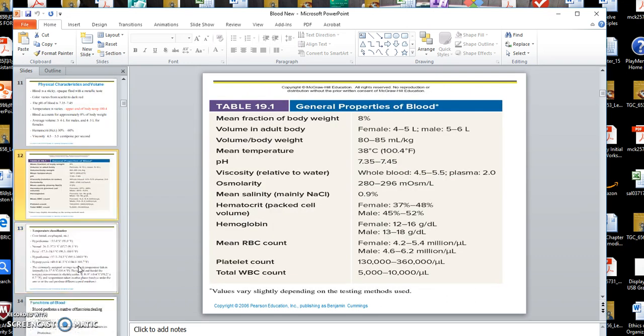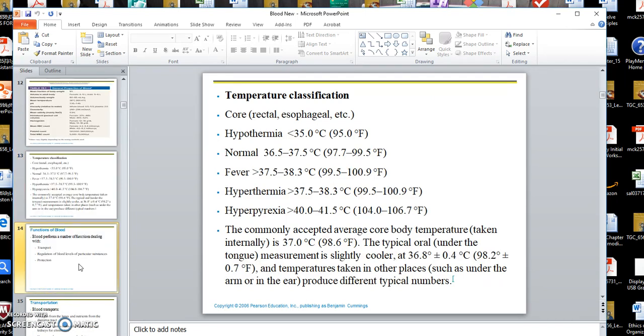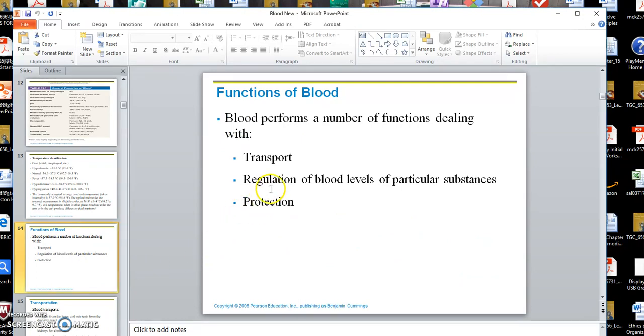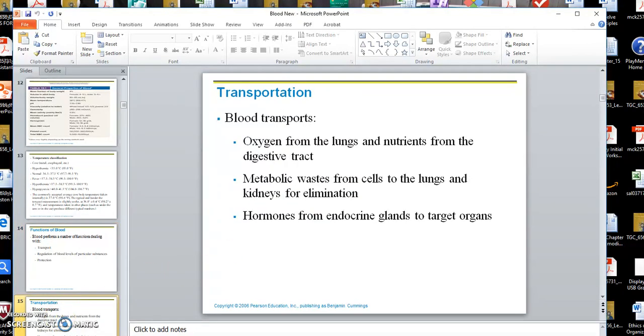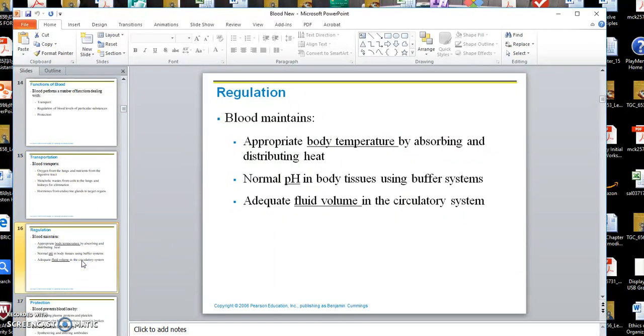Here again is just another chart showing you everything. Here's kind of looking at various temperatures of the body. We won't cover that. The functions of blood, as you can see, are transport, regulation, and protection. Obviously, you know that blood transports many things: gases, nutrients, all kinds of hormones, enzymes, everything. Regulation helps, as you know from ENP1, control body temperature. It is also important in the control of your pH of the body and your blood volume.